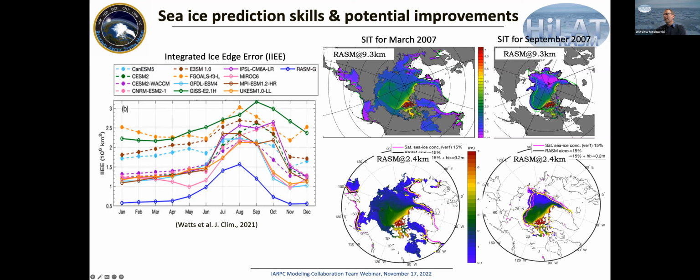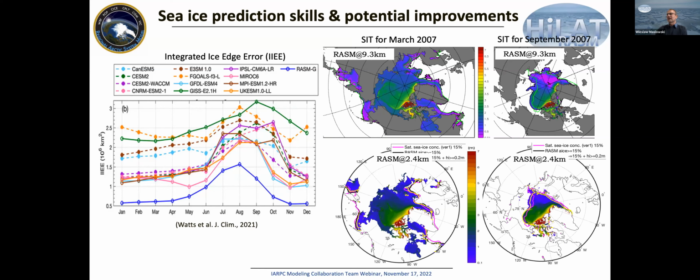You can see that the biases that we have in the Barents and the Nordic seas are improved compared to the 9 kilometer model, both in winter and in the summertime as well. So increasing resolution also offers potential improvements.